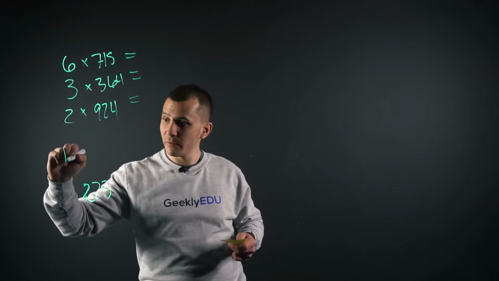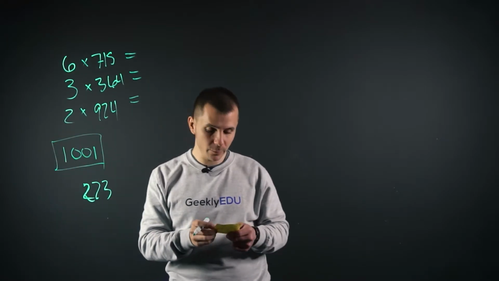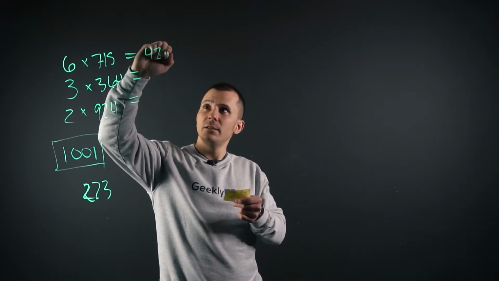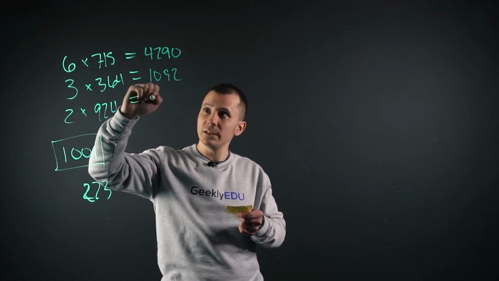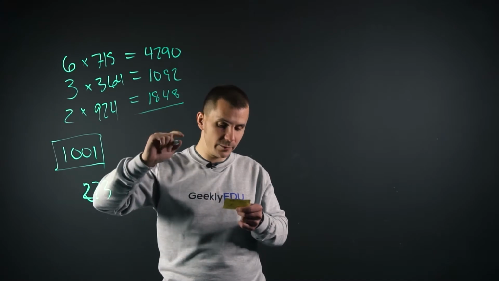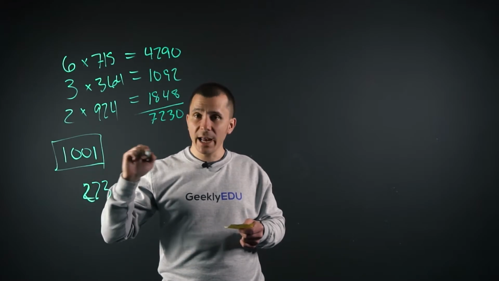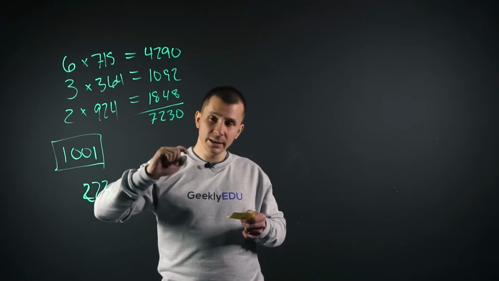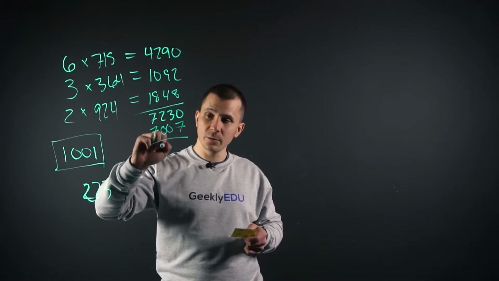And remember that we are going from 1 to 1,000, and our magic system is based around 1,001. So our first answer here is 4,290. Our second is 1,092. Our third is 1,848. You add them together, and we get 7,230. We take the highest multiple of 1,001 that is less than our total sum here. So 7,007, and what we get is 223.